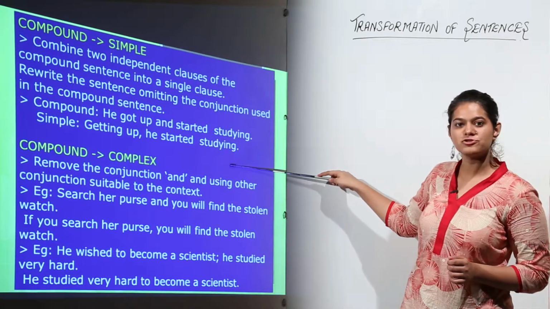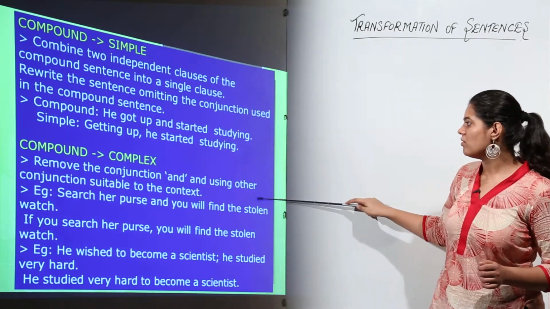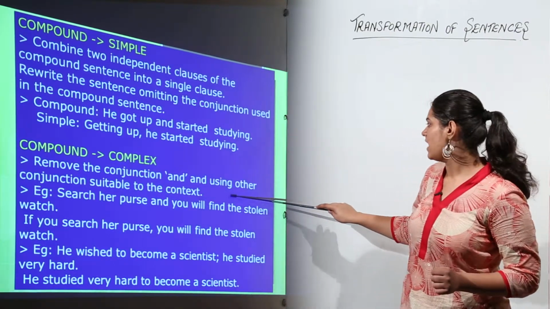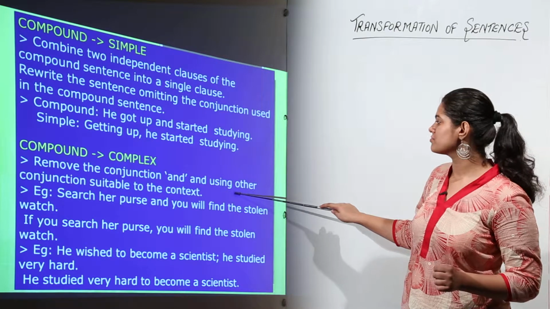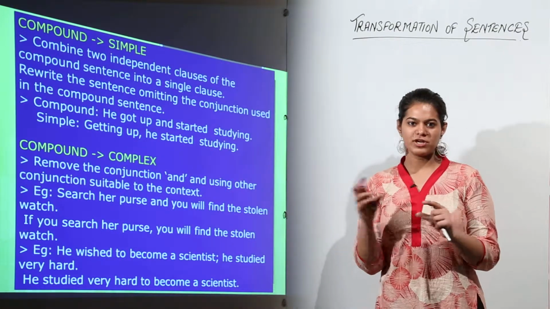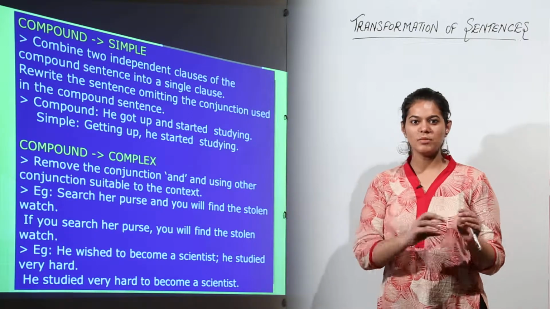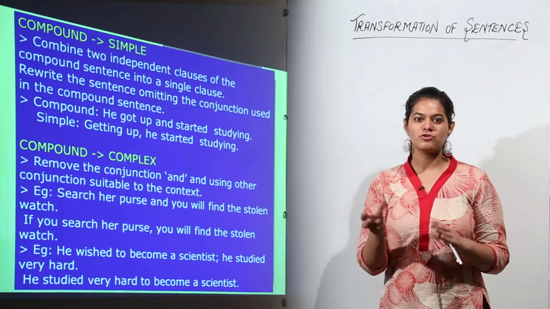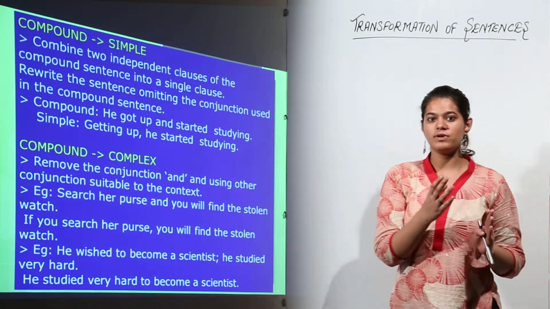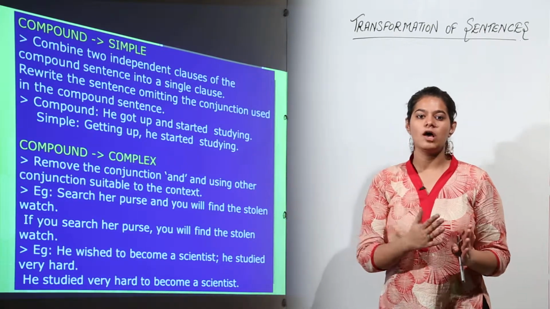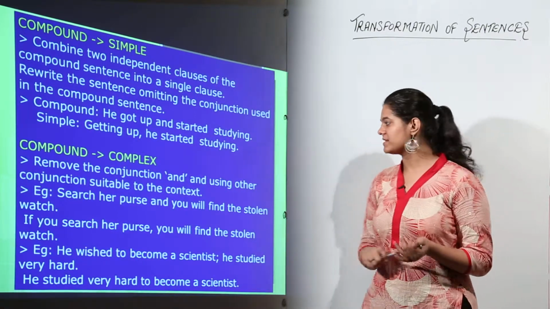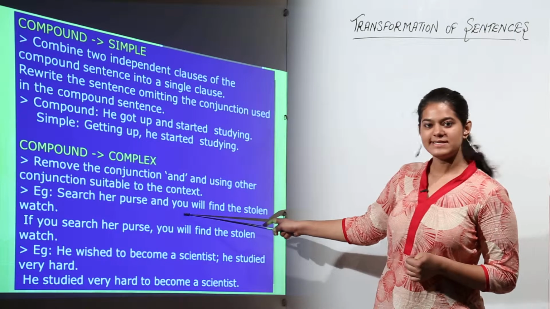Next we have compound to complex sentence. In this, let us read: remove the conjunction and use other conjunctions suitable to the context. So, what you do here is you remove the simple conjunction and the normal connector words, and rather you replace it with some other word or phrase or conjunction in which we can show the dependency of the other clause on the first clause, right. Let us see the example.